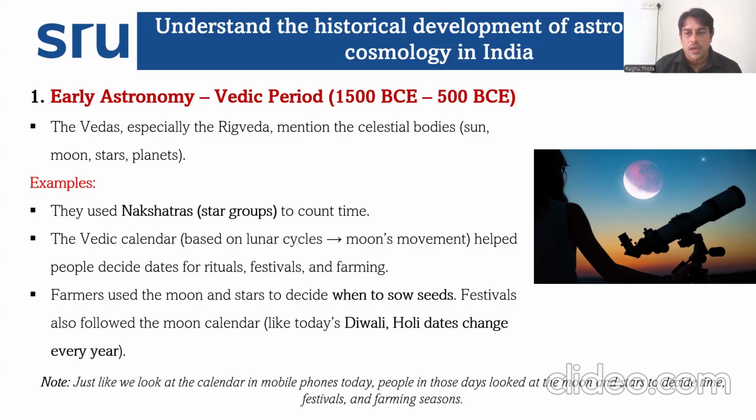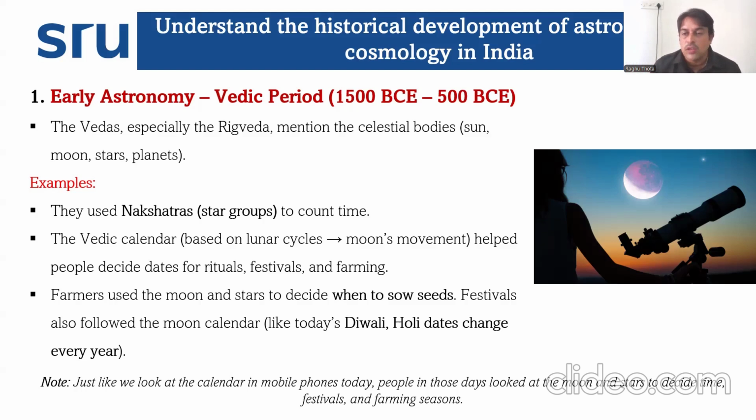They used nakshatras. Nakshatras are nothing but star groups. How were they helpful to the ancestors? To count and calculate time. There was a Vedic calendar during ancient times, based on lunar cycles, which is nothing but the moon's movement. Based on that, they developed a calendar, and the dates of rituals, festivals, and farming would be decided based on it. Even now, we are following that.